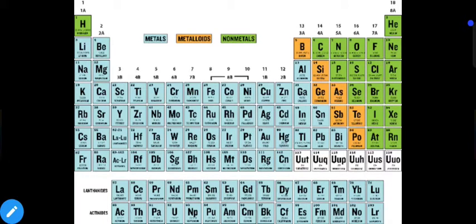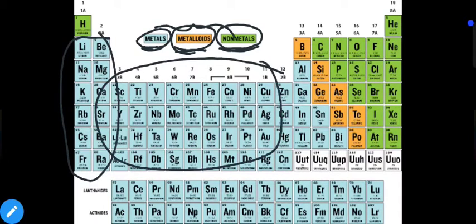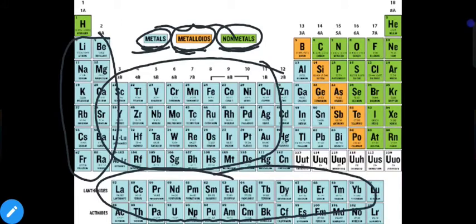So as we can see in this periodic table, we have mainly three different types of elements: metals, metalloids and non-metals. Metalloids are also referred to as semi-metals because they have characteristics in between metals and non-metals. So as we can see, the majority of our periodic table is metal. Some of them are metalloids and some of them are non-metals. So fully S block elements, full D block elements and full F block elements are metals.